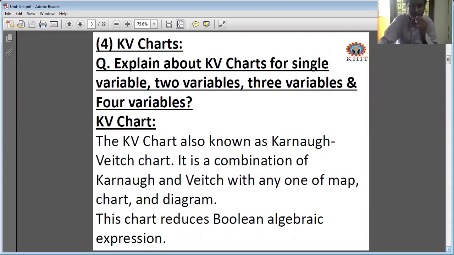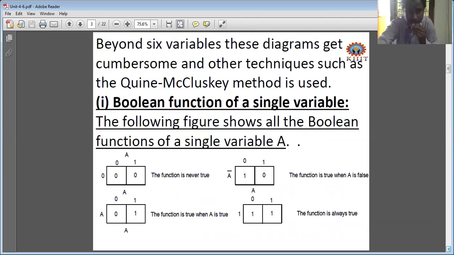KV chart is also known as Karnaugh chart. KV chart is known as Karnaugh chart. It is a combination of Karnaugh and Veitch with any one of map or chart or diagram. This chart reduces the Boolean algebraic expression.